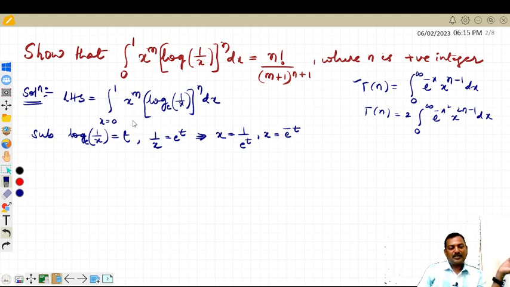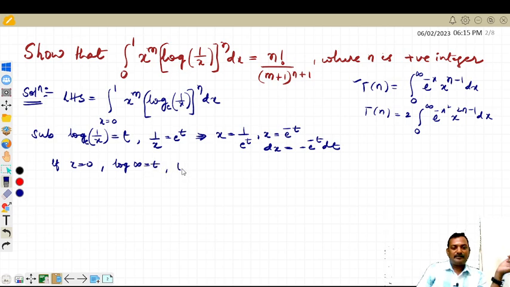Whenever you are doing a substitution, we need to differentiate this. Differentiation of this: dx is equal to the differentiation of e raised to minus t, which is minus e raised to minus t into dt. And also we need to substitute the limits, student. If x equal to 0, it is 1 by 0, student. So log of 1 by 0 is infinity, is equal to t. So what is the value of t? t becomes infinity, student. So log of infinity is again infinity.